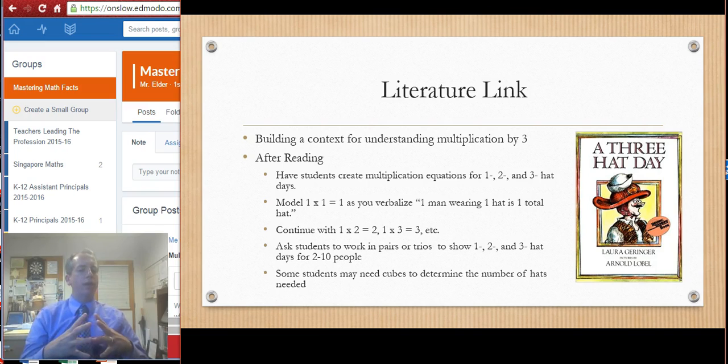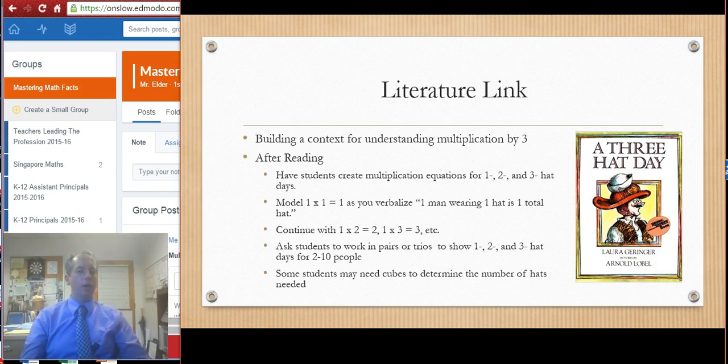So as kids understand the 4 groups of 3 and the 4 groups of 2, let's back up a little bit and let's start building our equations for a 1 hat, a 2 hat, and a 3 hat day. So we would say, well, one man or one woman, whatever, one man wearing 1 hat, well, that's 1 times 1 is 1 hat, right? Well, one man wearing 2 hats is 2, right? One man wearing 3 hats is 3. So we could build that all the way up, and what we would want to do then is have students work in pairs or trios to show what this would be for 1 hat days, for 2 hat days, and for 3 hat days, all the way through 10 people.